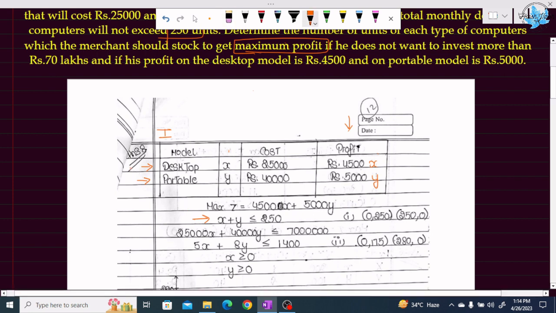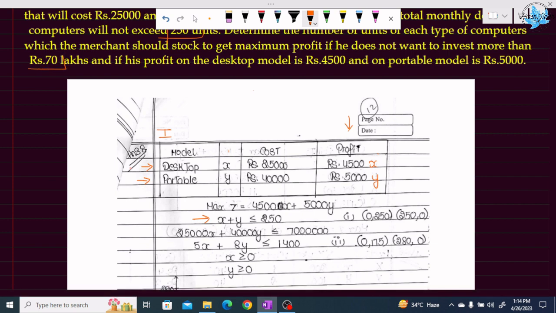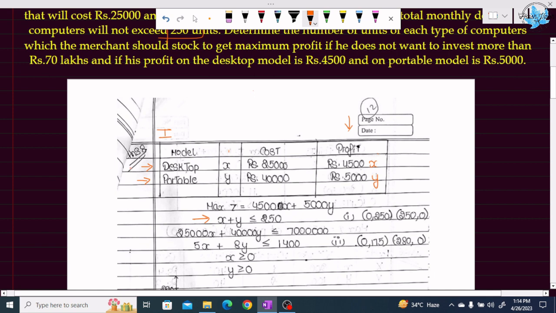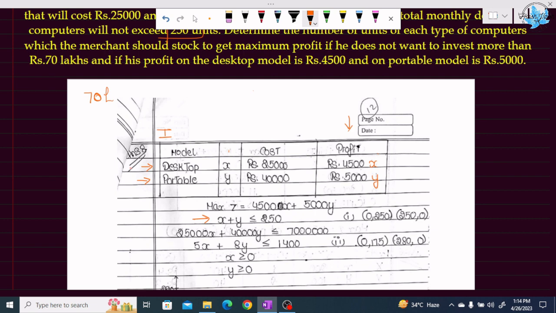Now we come to the second constraint. It is given that for the cost of both the computers, both the models, he does not want to invest more than 70 lakh. It means he has 70 lakh rupees, and in the 70 lakh rupees he wants to invest. And how does he invest? He will buy X computers, which cost 25,000 each, that is the desktop model, and he will buy Y quantity of the portable model, which costs him 40,000. But all of it should come under the 70 lakh.